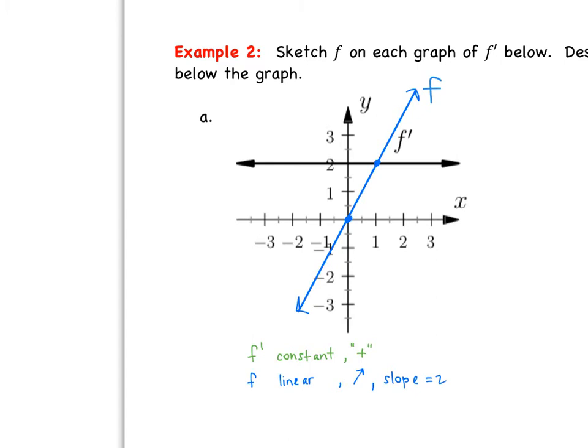All right, I want you to try this next example on your own. Look at part B. Again, look at the behavior or the value of f prime. Is it positive? Is it negative? Where does it change? And then see if you can actually graph f on your own. Then come back and check.